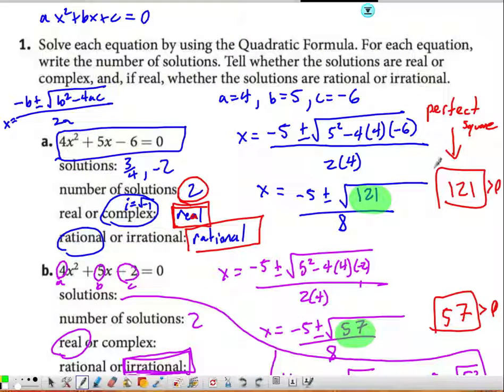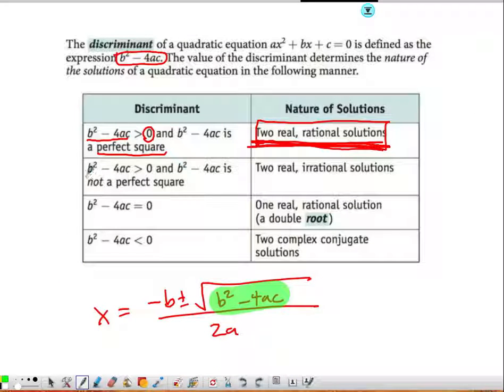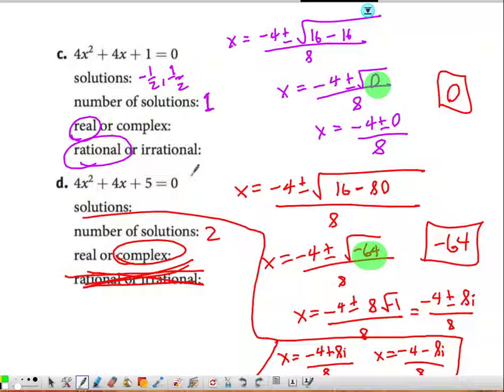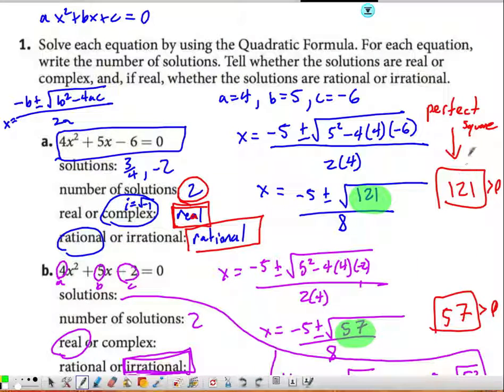So if we just simply look at the discriminant, looking at the table, we can tell that we're going to have two real rational solutions. Now let's go ahead and take a look at this. B squared minus 4ac is greater than 0, and B squared minus 4ac is not a perfect square. Well, we already determined that this is a perfect square. Is 57 a perfect square? No, not a perfect square.